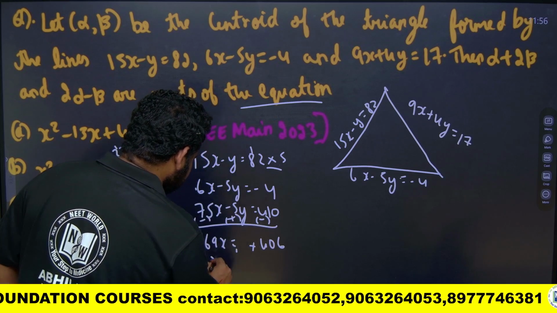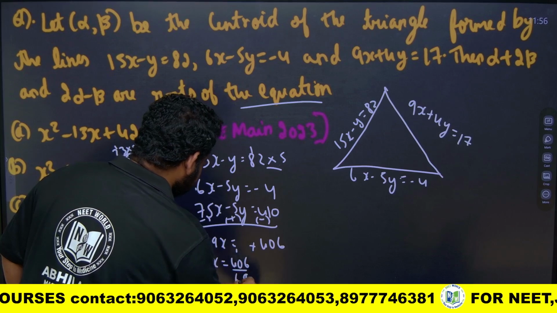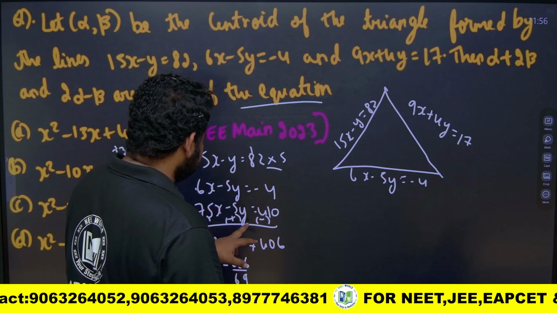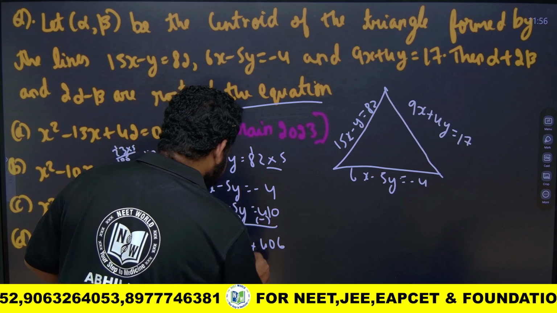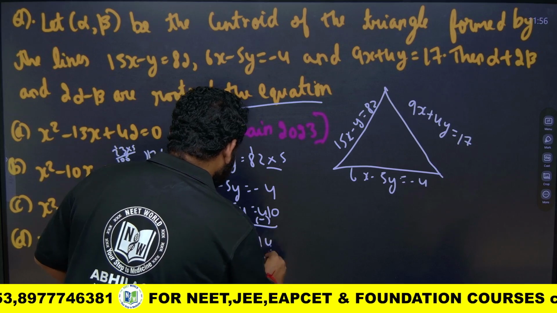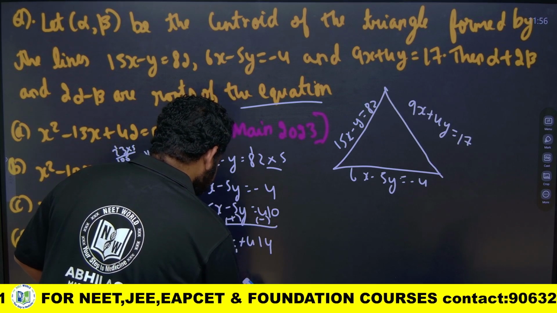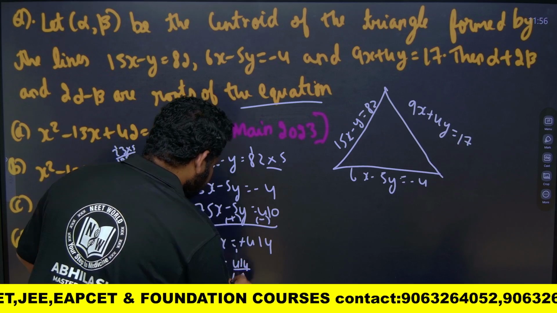So x will be equal to 406 by 69 we got. So this is 5y. 5 into 82 is 410. This will be minus minus, so both are minus, right? It is not minus, I should write it as 414. This will be 414. Okay, minus will become plus. This will be 414 by 69.